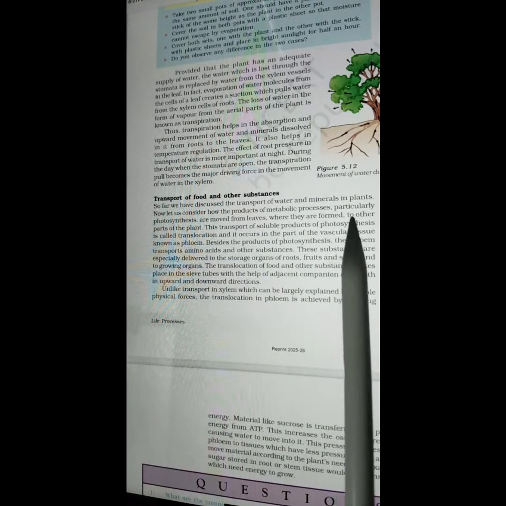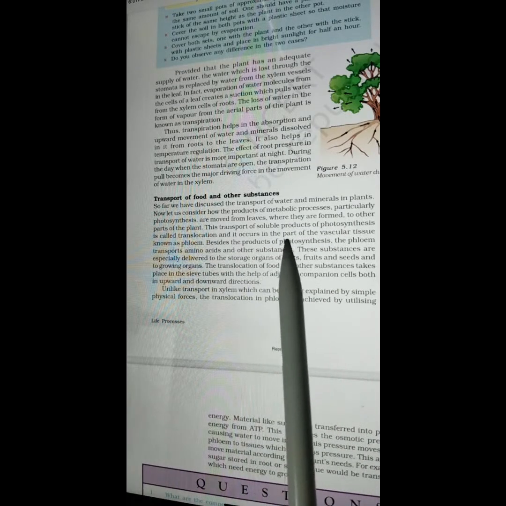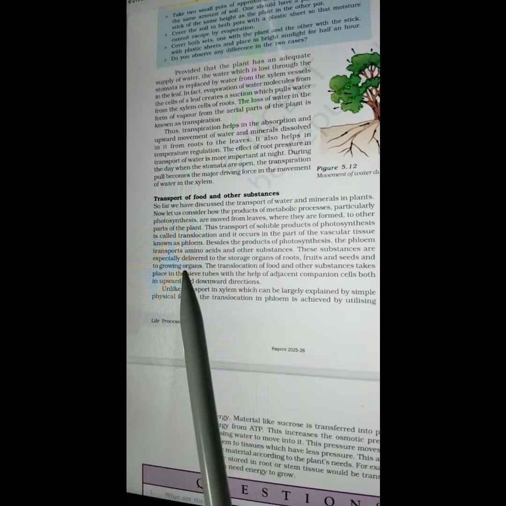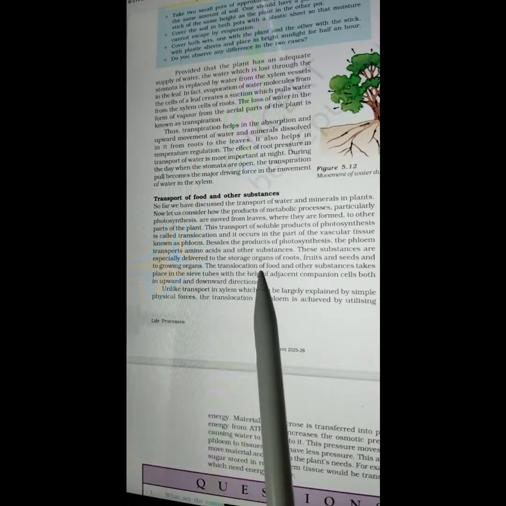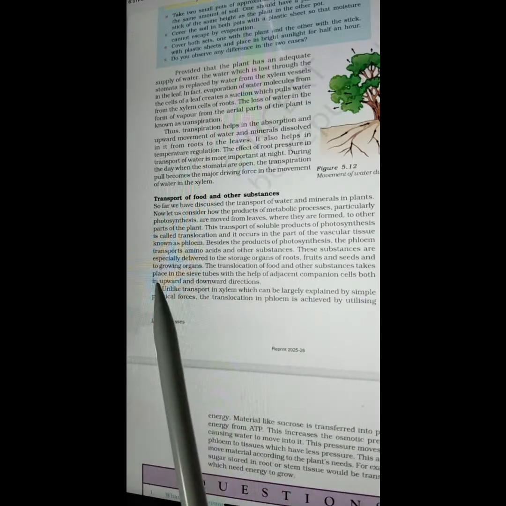Next heading, transport of food and other substances. So far we have discussed the transport of water and minerals in plants. Now let us consider how the products of metabolic processes, particularly photosynthesis, are moved from leaves, where they are formed, to other parts of the plants. This transport of soluble products of photosynthesis is called translocation, and it occurs in the part of the vascular tissue known as phloem. Besides the products of photosynthesis, the phloem transports amino acids and other substances. These substances are especially delivered to the storage organs of roots, fruits, and seeds, and to growing organs.